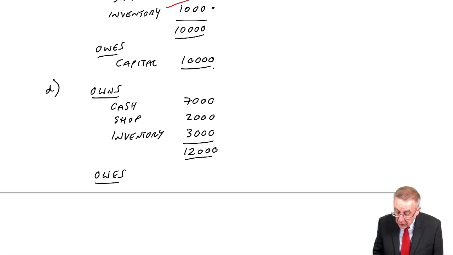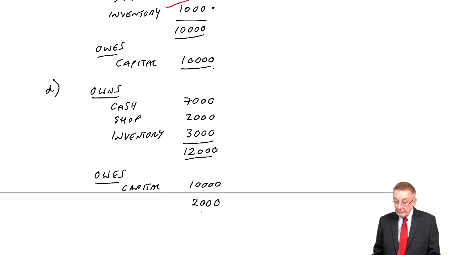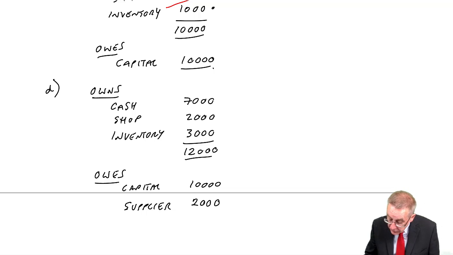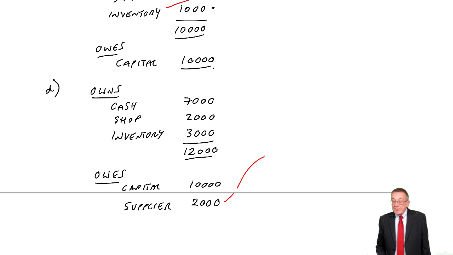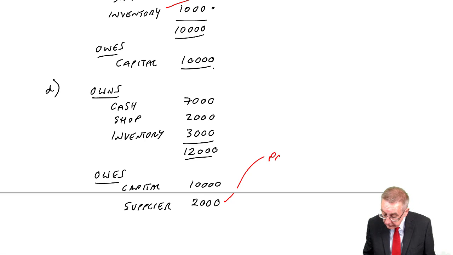But what does the business owe? Well, we still owe the owner, the capital, 10,000. But we also owe the supplier. We bought the goods on credit, so we owe the supplier 2,000. Two more bits of terminology. Two words here. First of all, money owed to a supplier we call a payable. Money owed to suppliers.